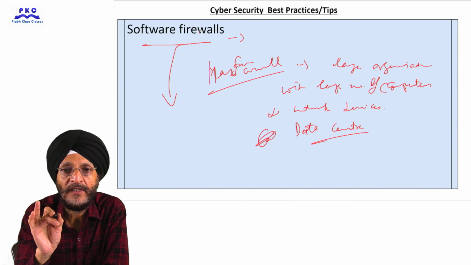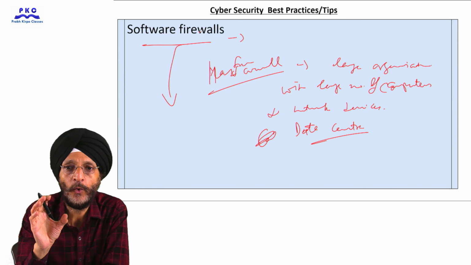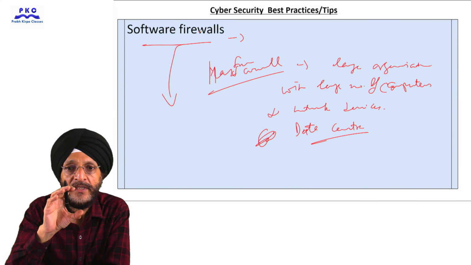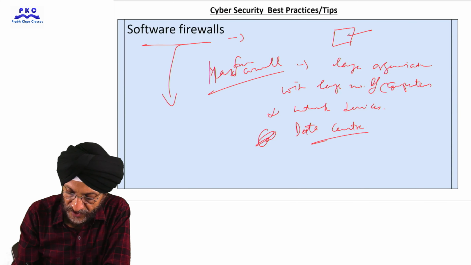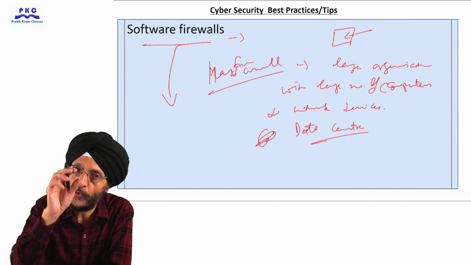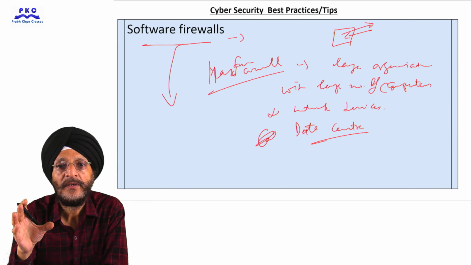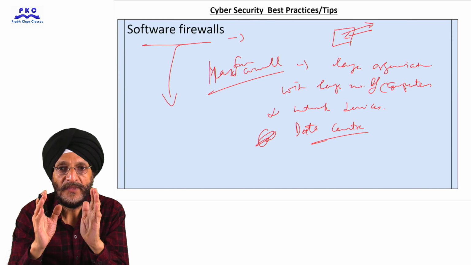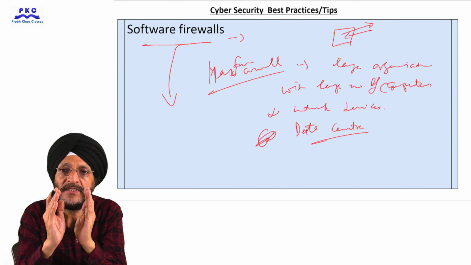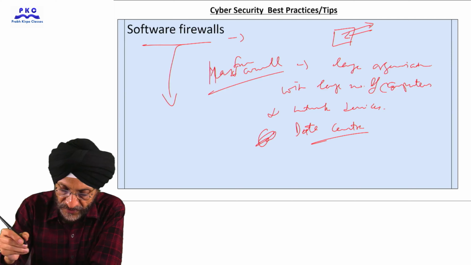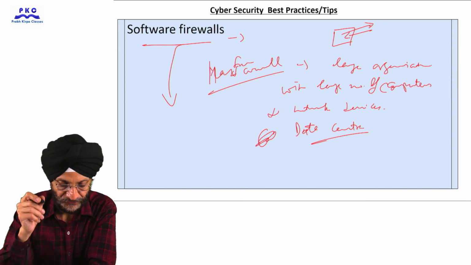This software firewall can be easily configured and updated. It controls or monitors the network traffic which tries to come inside your computer system on the individual device or tries to go outside your computer device. That is, a software firewall monitors network traffic which comes into your computer system or goes out of your computer system.